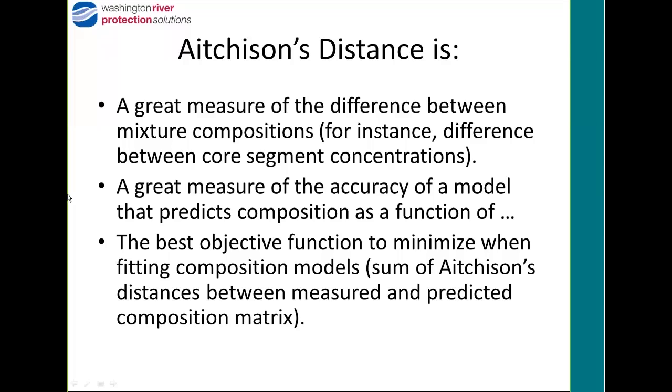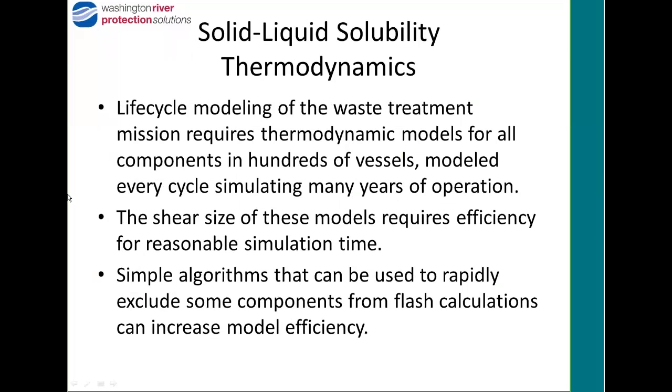One of the things we've decided, if you are parametrizing a model that is predicting that composition, we think the sums of Aitchison's distance between the measured and predicted composition matrix is the best objective function to minimize, because Aitchison's distance is the best measure of distance between compositions. So, solid-liquid solubility thermodynamics. This is typical. There are a lot of sources you could go to look at to learn about this.